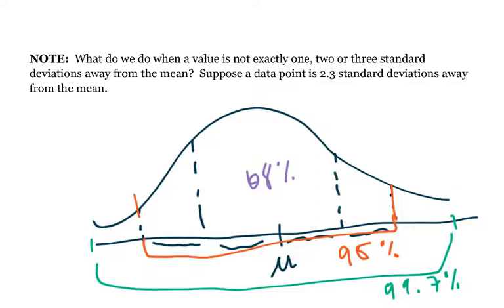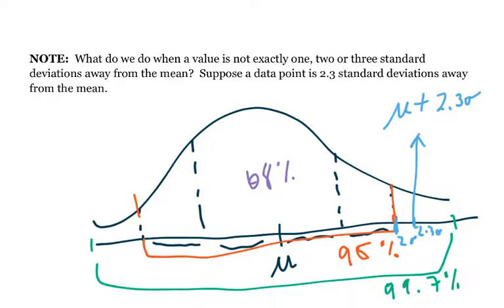So the question on this page is asking us, what do we do if the value that we're looking for is not exactly 1, 2, or 3 standard deviations away? What if our data point is not at 2 standard deviations away, but at 2.3 standard deviations away from the mean? So the mean value, let me write this up here, would be the mean value plus 2.3 standard deviations away.